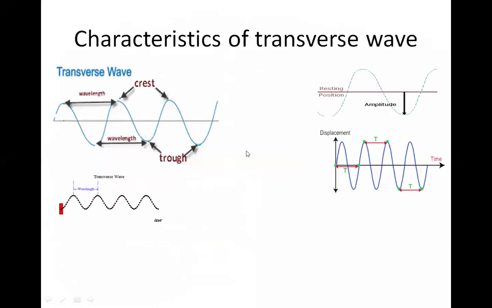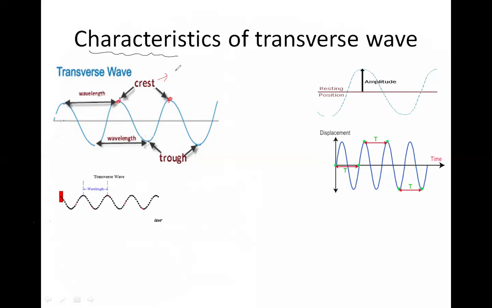Look again, transverse waves. What about certain characteristics of the transverse wave? If it is a transverse wave, then the top positions are called a crest. What is a crest? The highest position of the particle.